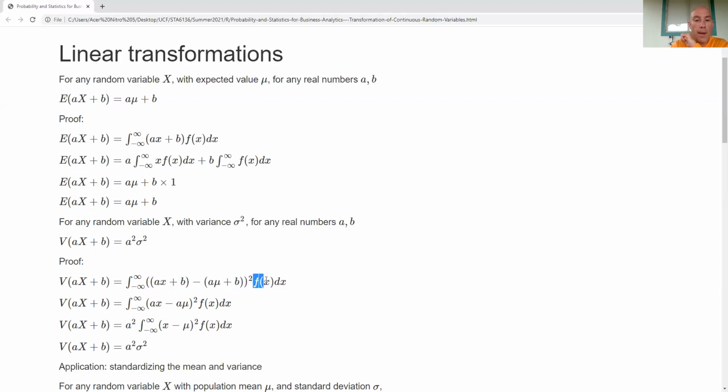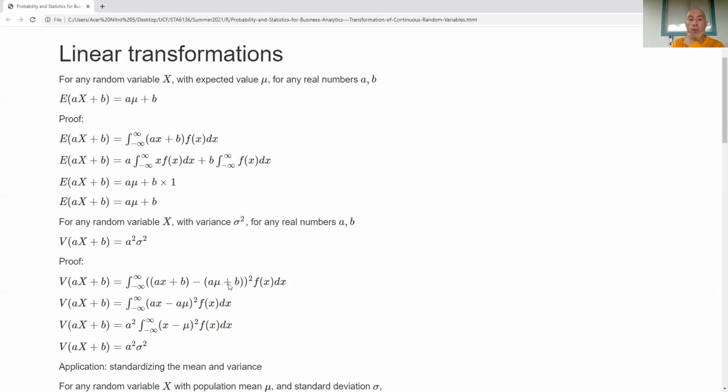Then I multiply by the probability density function. Then I integrate over the entire real line. Okay, so basically all I've done is a definition of variance at the step. Now I look at this and I realize that I have ax plus b.